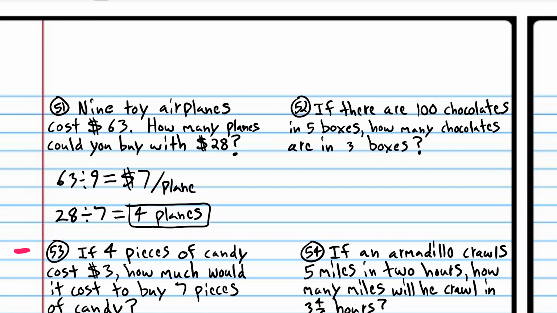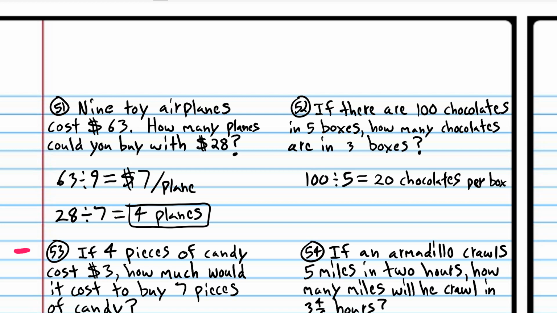All right, so why don't you try number 52? When you come back, we'll do it together. All right, we're back. So take those two numbers and divide them. And you get 20 chocolates per box. And you can write the word per also instead of a slash. I'm just doing it multiple ways so you can see that it all means the same thing. So there are 20 chocolates per box.